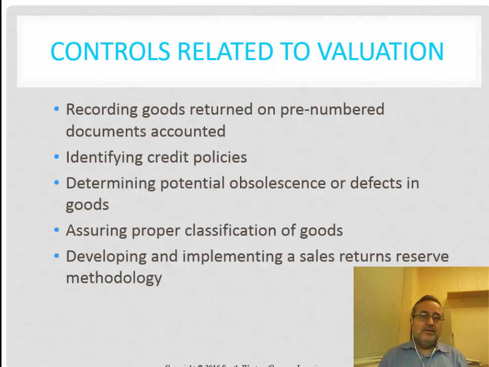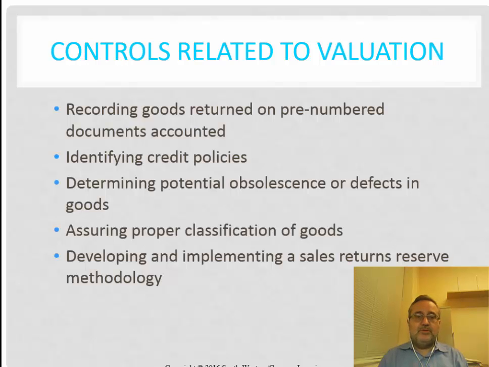We need to understand that there is a pre-numbered documentation system. And anytime we have a pre-numbered documentation system, we're looking for exceptions. We're looking for the same number twice, or we're looking for gaps in the numbering. These gaps in the numbering may in fact mean that something is taking place. We need to determine and identify the credit policies and make sure these credit policies are appropriate and they're being followed. We also need to understand any potential for obsolescence or defects in goods.